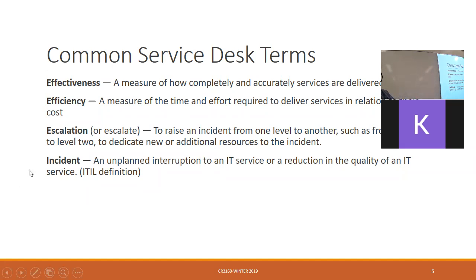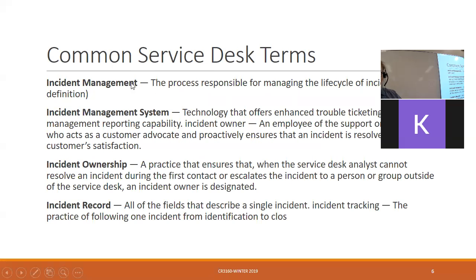Incident has a special meaning. It's the ITIL definition here. Incident being, as it says there, an unplanned interruption, or it could be a reduction in quality of service. Either of those things we could refer to as an incident. And so we have incident management systems.